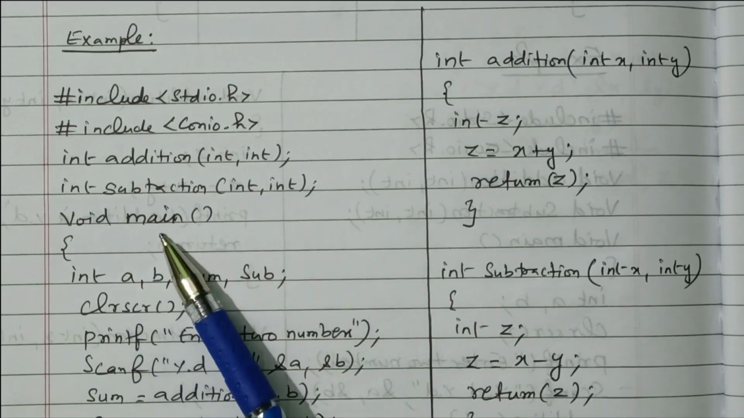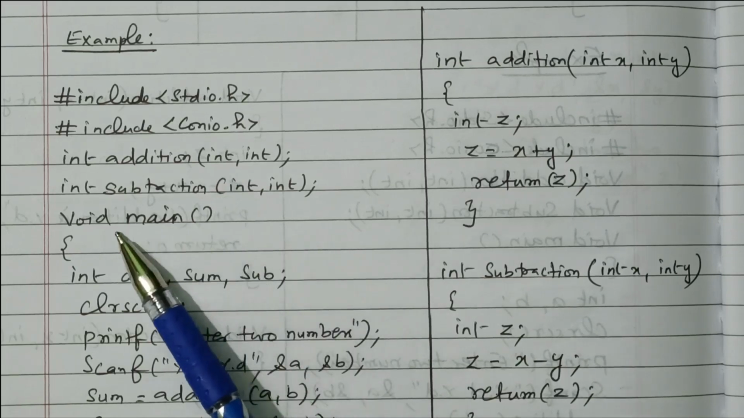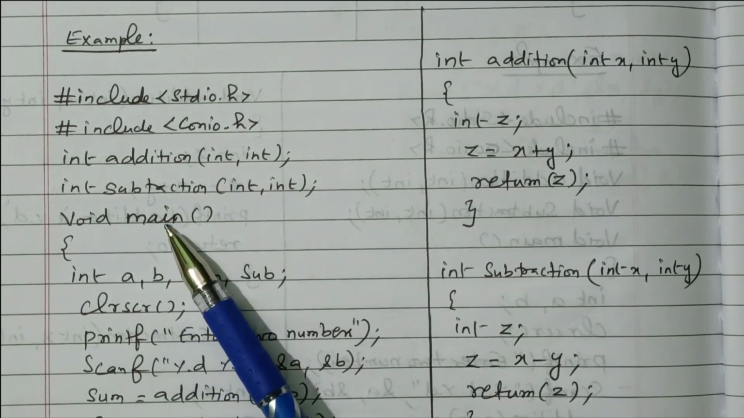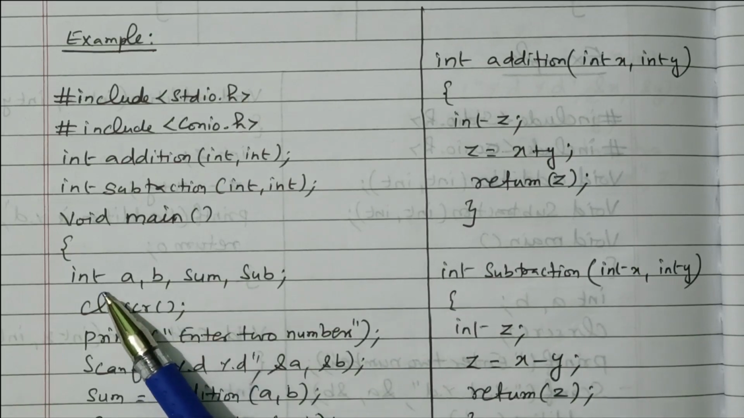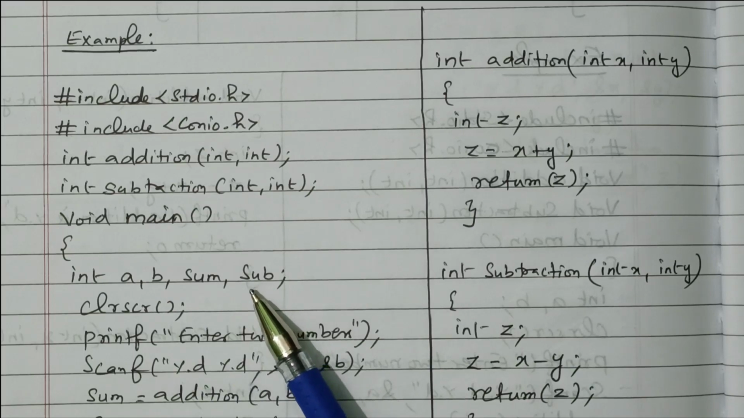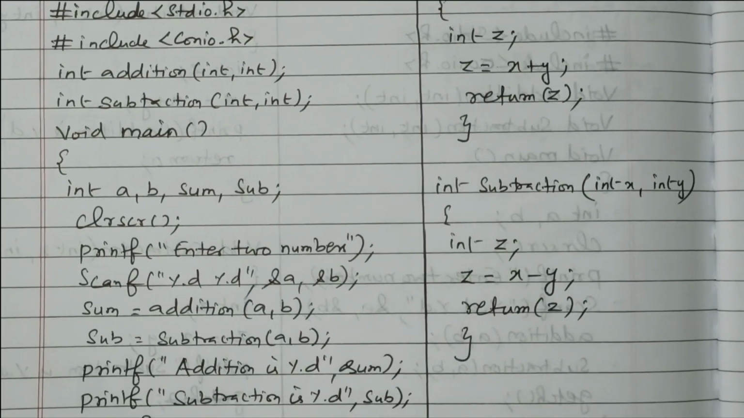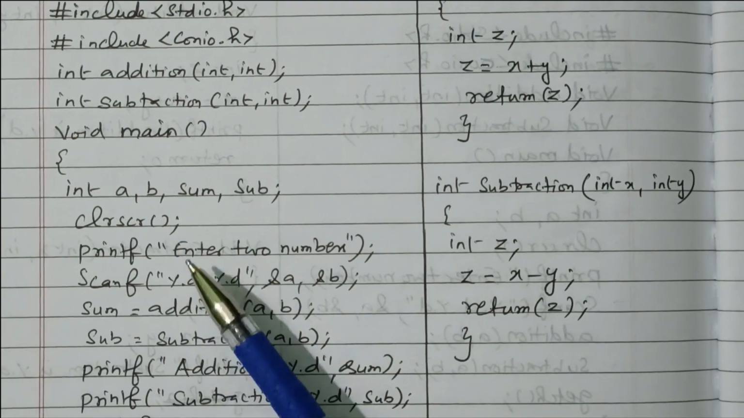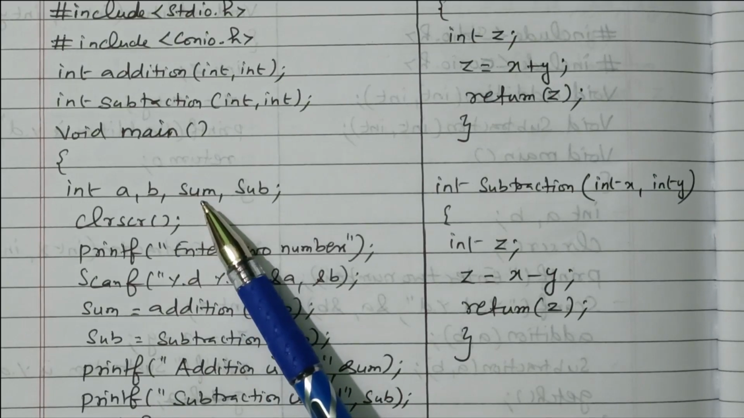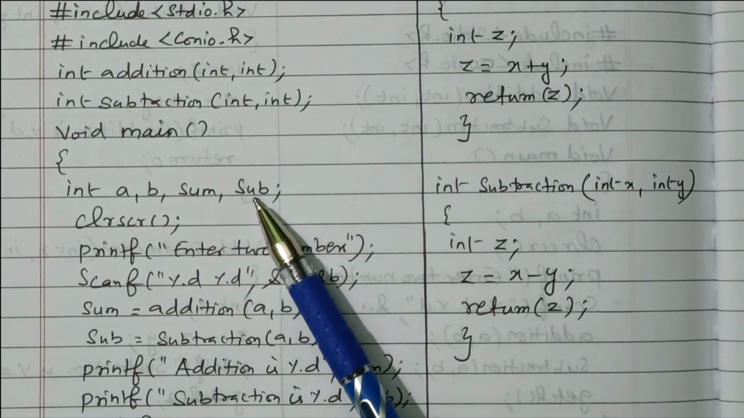Now we can start the main program. The function declaration is completed. Now we start with the main program. In the main program we have four variables: A, B, sum, and sub. Our aim is to add two numbers and subtract two numbers. A and B are the two numbers available. The addition result is stored in sum. The subtraction answer is stored in sub.